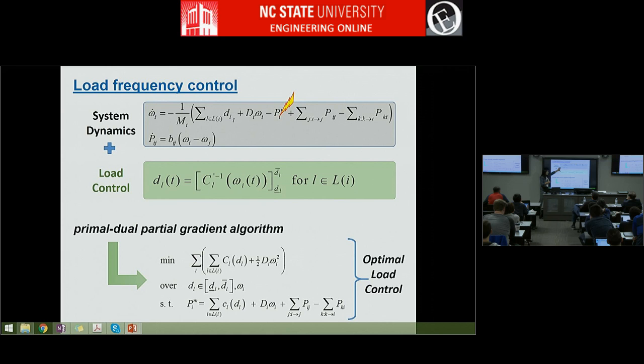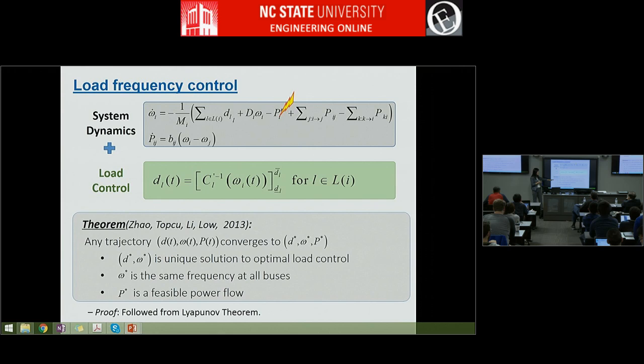So this is a theoretical result. We can show the system dynamics plus control will converge to the optimal solution. The optimal solution is, first, the unique solution to the optimal load control problem. And we can guarantee everyone's frequency will synchronize, which is important for the machines. And the power flow is also a feasible power flow. That's what we can guarantee by using this simple load control.